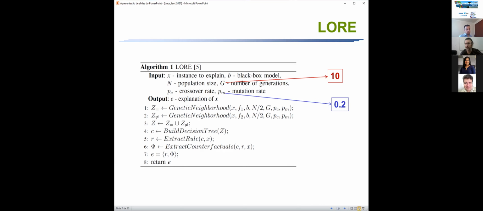What's interesting in LoR is that the authors propose to use a very small number of generations, only 10 generations, and a high mutation rate, 0.2. So we ask why the authors are using these particular parameters that are not common in genetic algorithms.